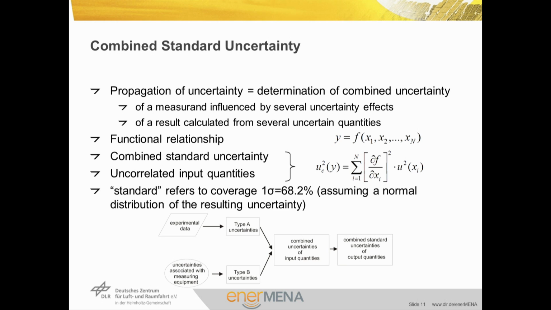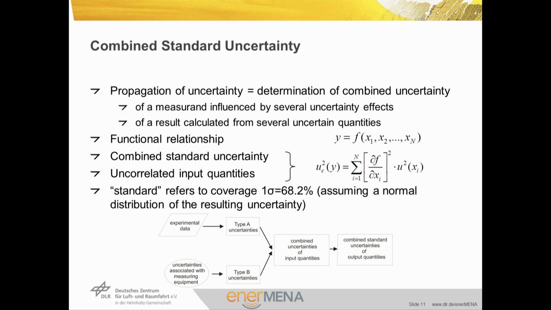In the context of uncertainty evaluation, standard always refers to a coverage of 1 sigma. A normal distribution of the resulting uncertainty is assumed, so that the value corresponds to covering 68.2% of all possible outcomes. So let's summarize what we have seen so far.